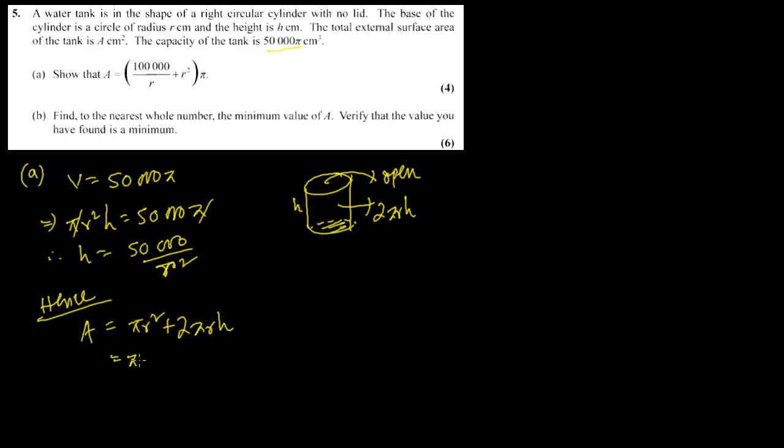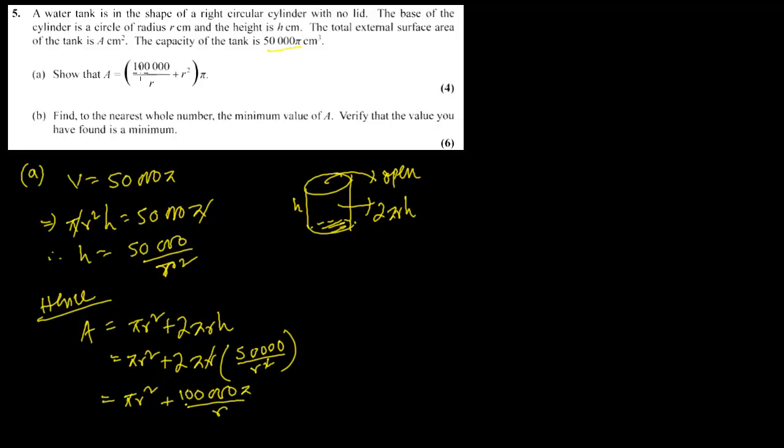So we can write pi r squared plus 2 pi r h. h is going to be 50,000 divided by r squared. Okay, now this r over here and this r over here, they can cancel off, and we can write pi r squared plus 2 times 50,000 is going to be 100,000, and there's going to be a pi here and there's going to be an r here.